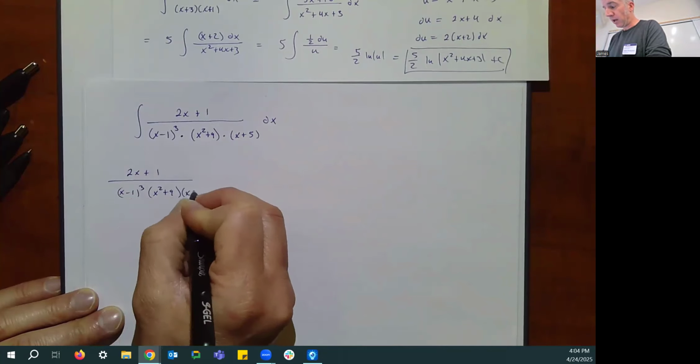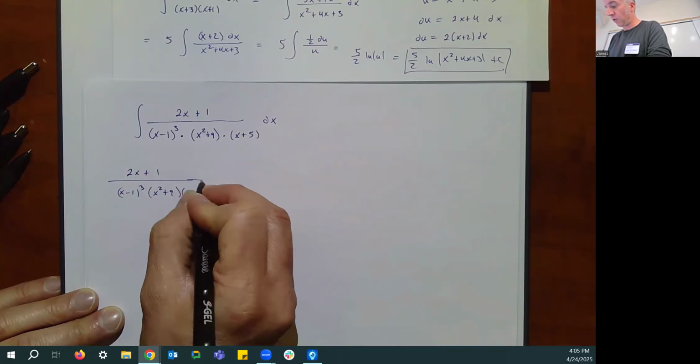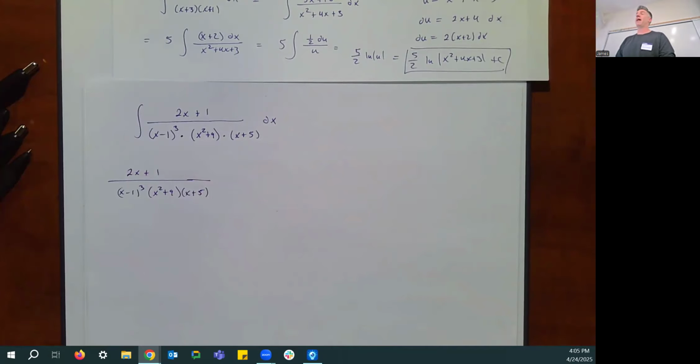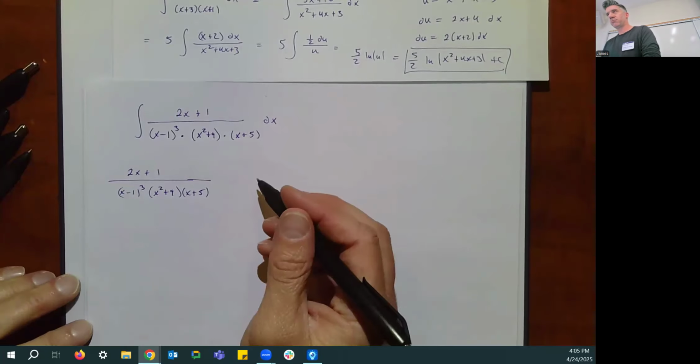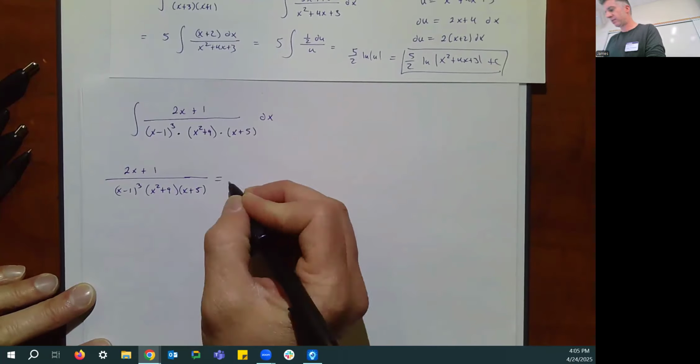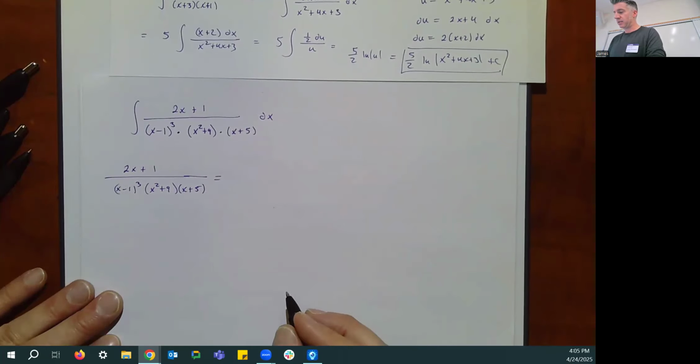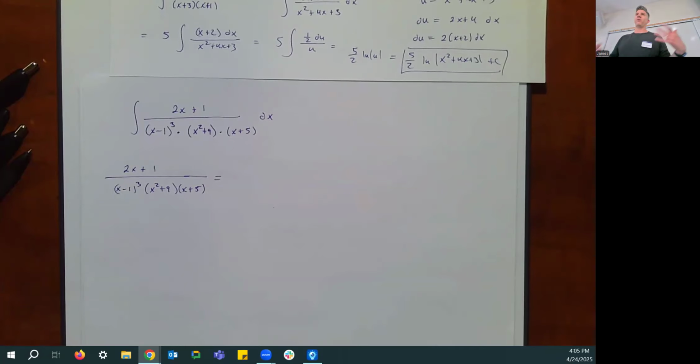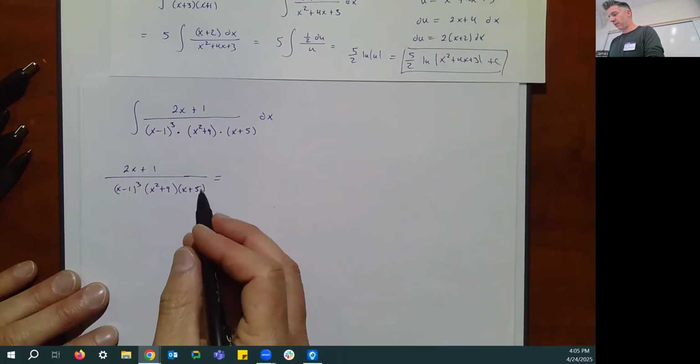I will point out this denominator is fully factored. It cannot be factored any further. x squared plus 9 does not factor over the reals. If you wanted to factor it, it'd be (x plus 3i) times (x minus 3i). But we are not dealing with the imaginary numbers in this class. Yeah, eventually, but not in this class. So we're going to write this as, and it doesn't really matter what letter you pick for which thing, I'm going to pick the easiest part first, the x plus 5.